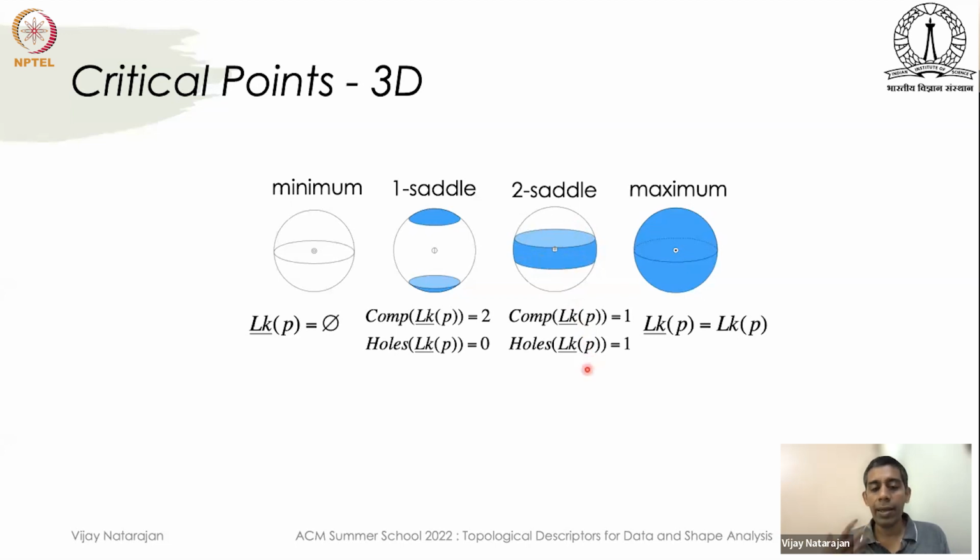So the lower link can be computed. It's essentially just a collection of triangles, vertices, and edges. And there are good algorithms to compute connected components. Just your simple graph connectivity, BFS, and so on works. There are nice algorithms that compute the number of holes in a mesh. So computing these two quantities allows you to classify the different types of critical points. If you have more than two components, then depending on the number of components, you can recognize that you have a multi-saddle.